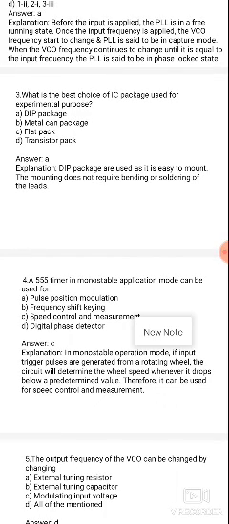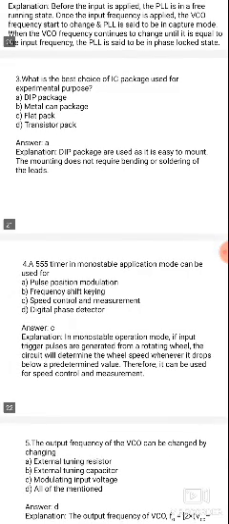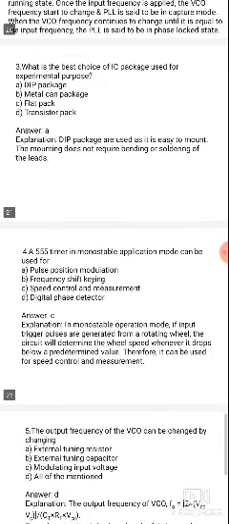The mounting does not require bending and soldering. Mounting is just insertion in the device, easy to insert. So insertion doesn't require soldering, any other soldering gun, or bending.